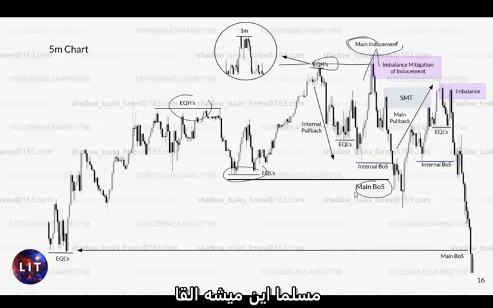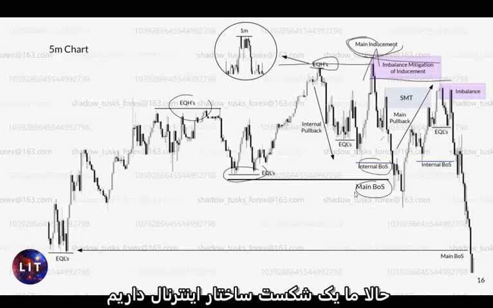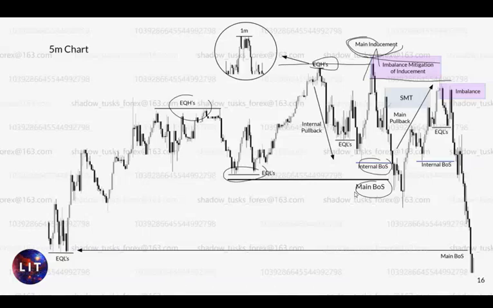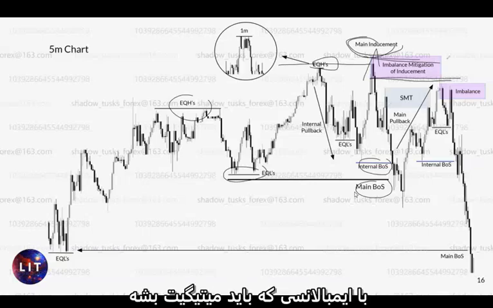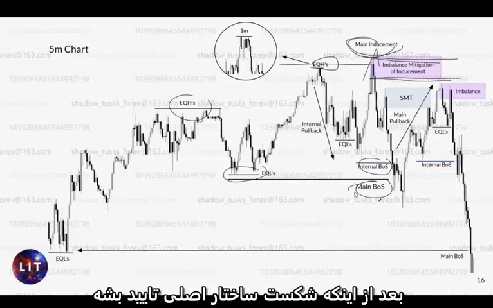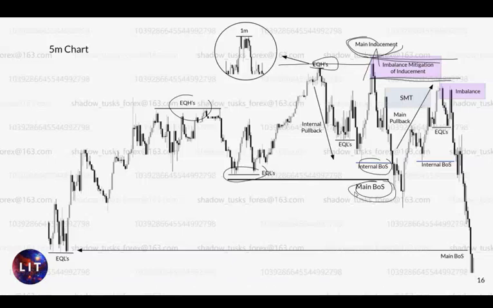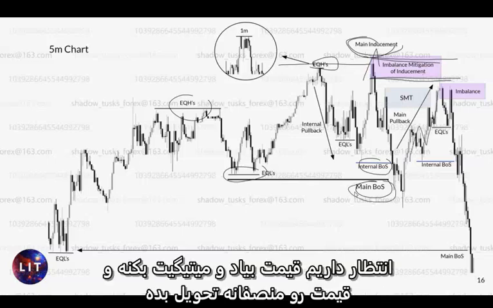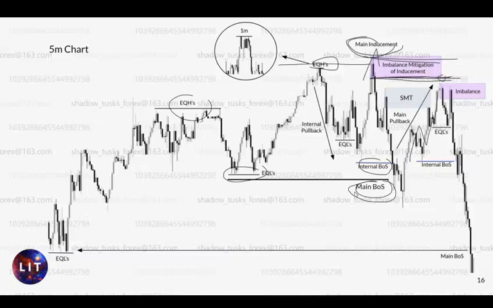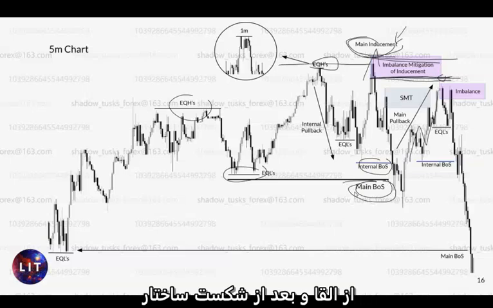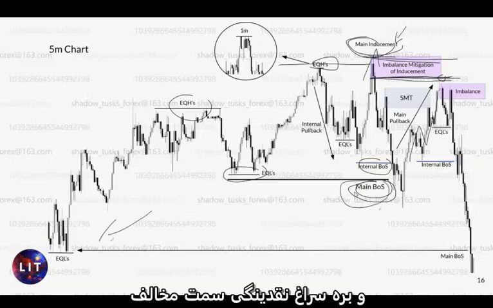Of course, this becomes the inducement, creates the imbalance area. Now we're having an internal break of structure. So guess what? This becomes the extreme with the imbalance that should mitigate it later. After the main break of structure confirms it, of course, we expect price to come and mitigate, delivers price fairly from the inducement and after the break of structure, and goes for, of course, the liquidity in the other direction.